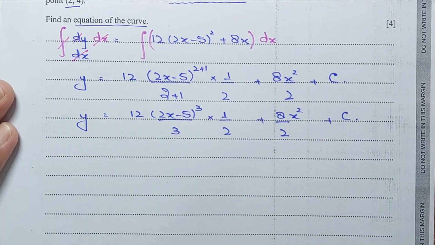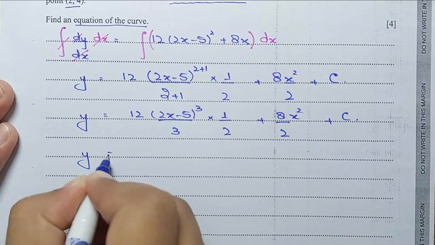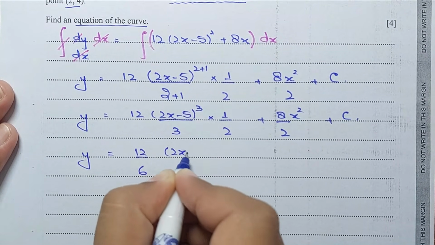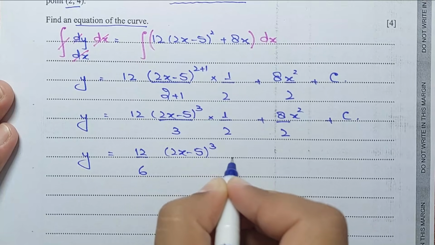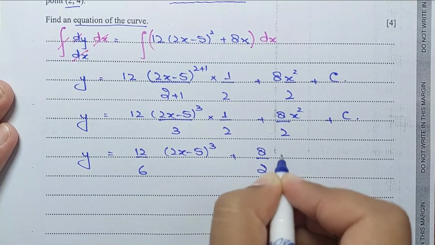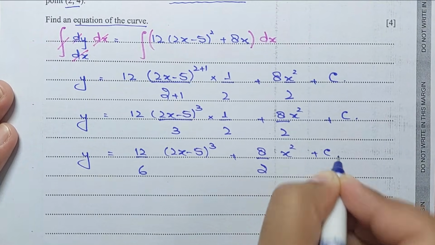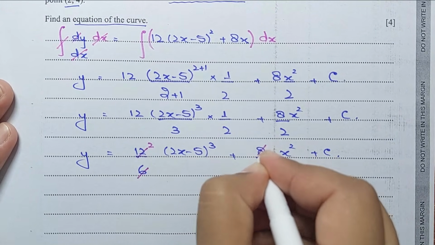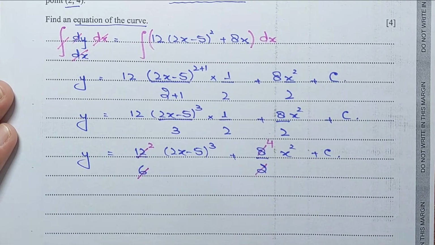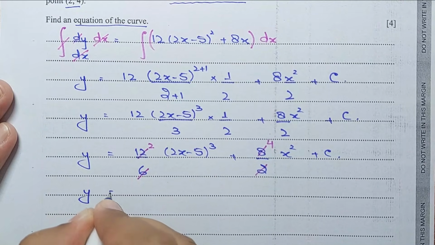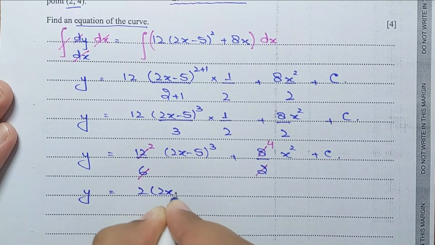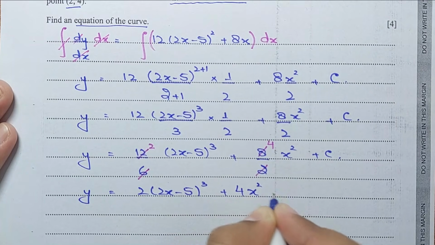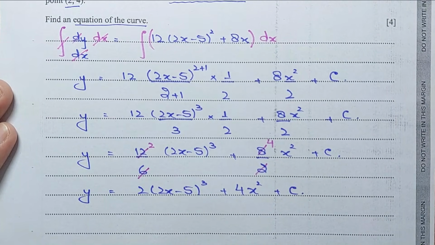Now we have to simplify this further. So y is 12 over (3 times 2), which is 6, times (2x minus 5) cubed, plus 8 over 2 times x squared, plus c. Further simplification: 6 times 2 is 12, 2 times 4 is 8. We have y equals 2 times (2x minus 5) cubed plus 4x squared plus the constant of integration.